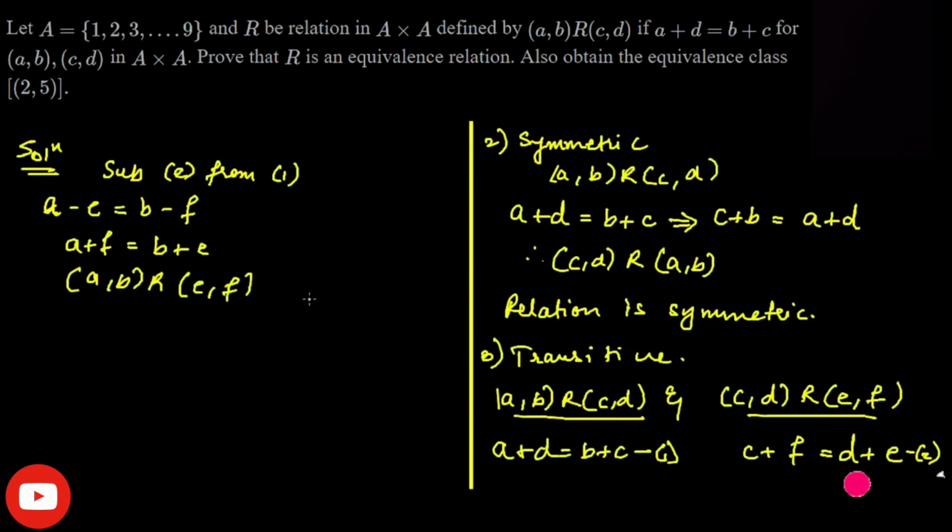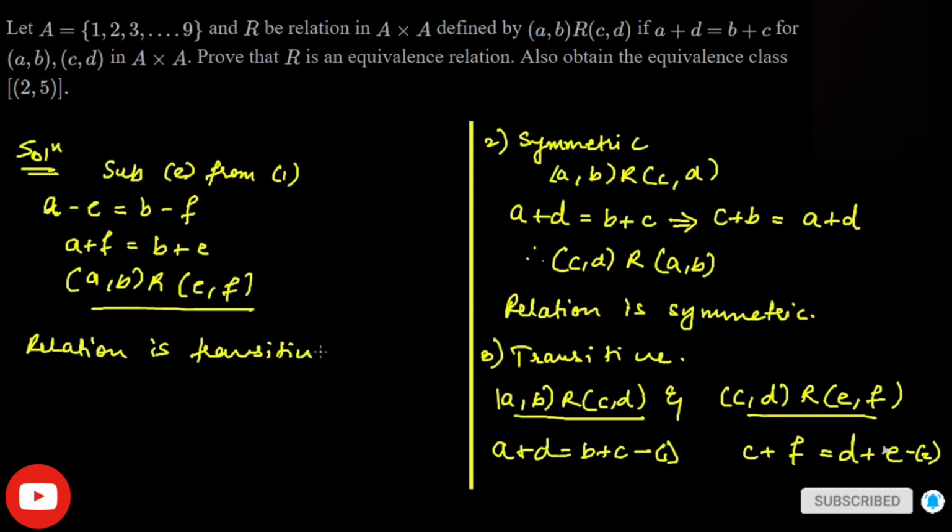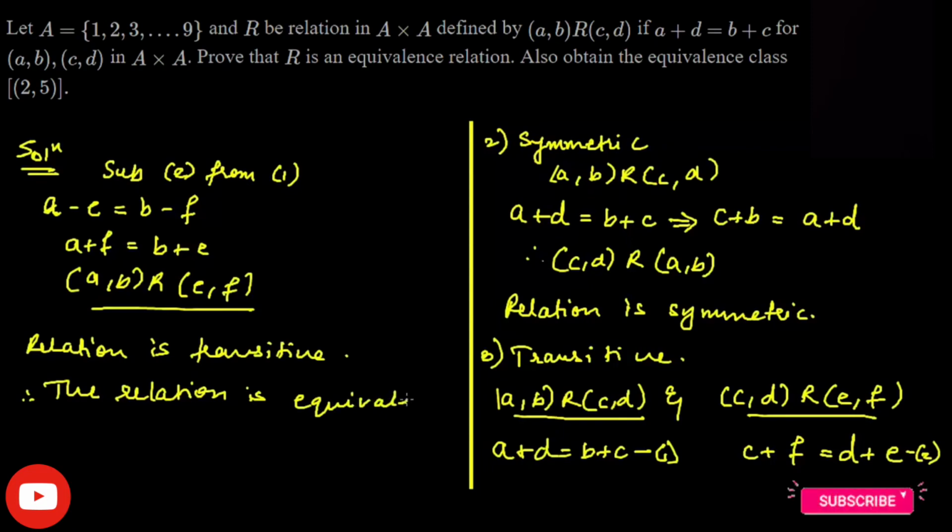And what the transitive property says is that if (a, b) is related to (c, d) and (c, d) is related to (e, f), then (a, b) should be related to (e, f), and that is what we have proved. Hence the relation is also transitive. Therefore the relation is an equivalence relation. Okay, so we have proved that.